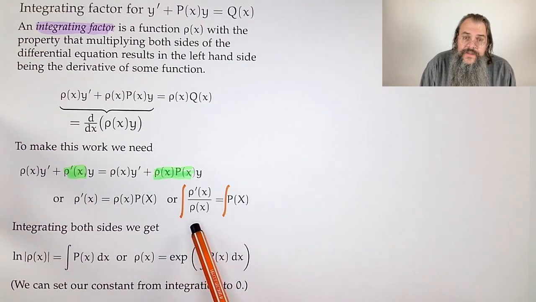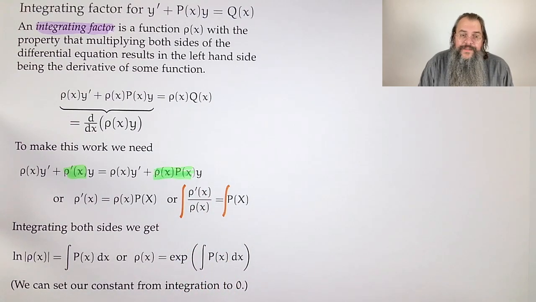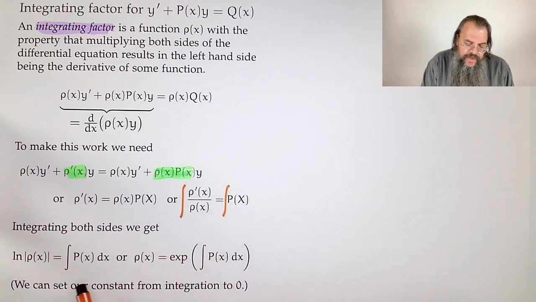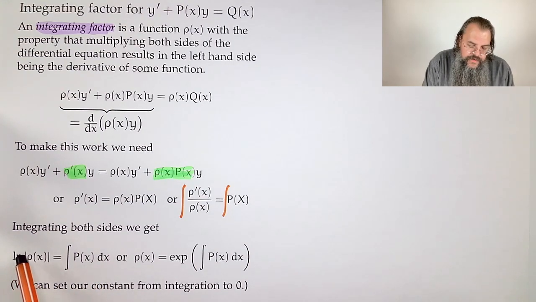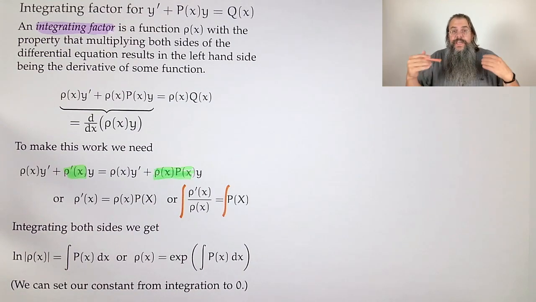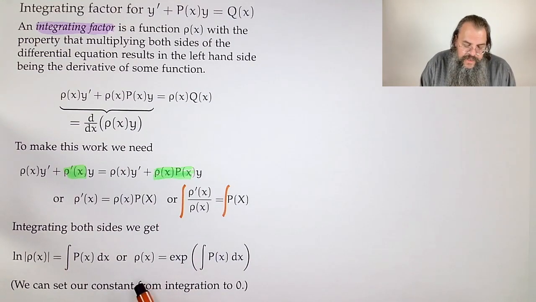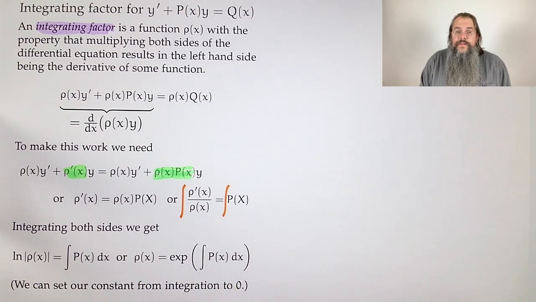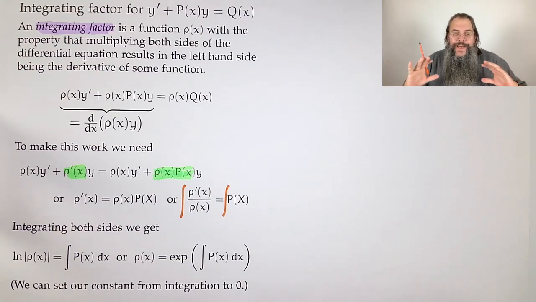u equals rho of x, du equals rho prime of x. So we have log of rho of x, that's the integral of the left-hand side, equals the integral of p of x. Or, want to solve for rho, so we use the exponential function, which means e to the. So we say that, look, this integrating factor, rho of x, is e to the integral p of x. Great. And that's it.